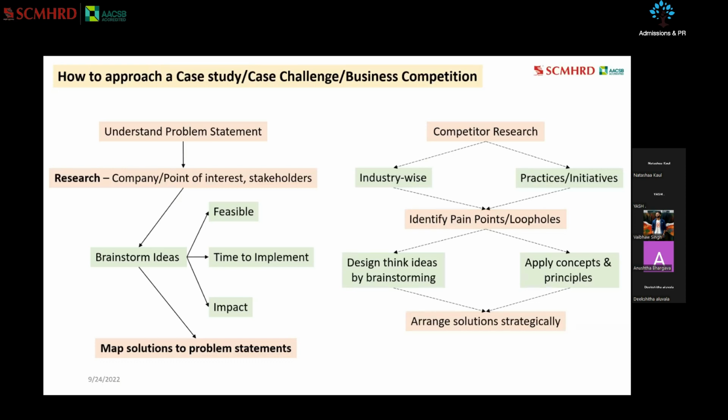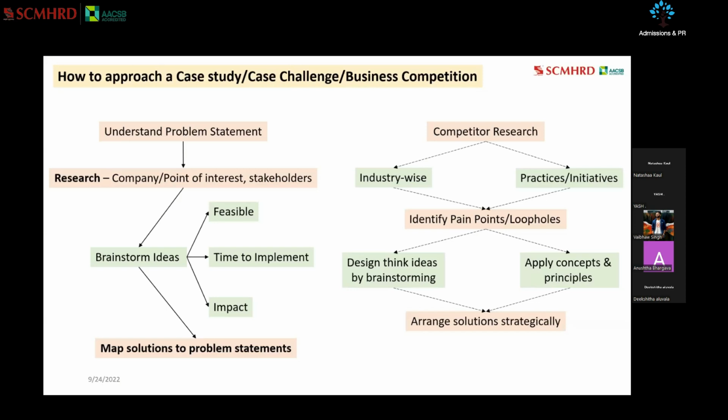This can also be done in combination with the concepts and principles that you would have learned in your academic classes, and also throughout your MBA that you would be learning in the near future. And the last and final, which is a very important step, is you'll have to arrange all your solutions very strategically.